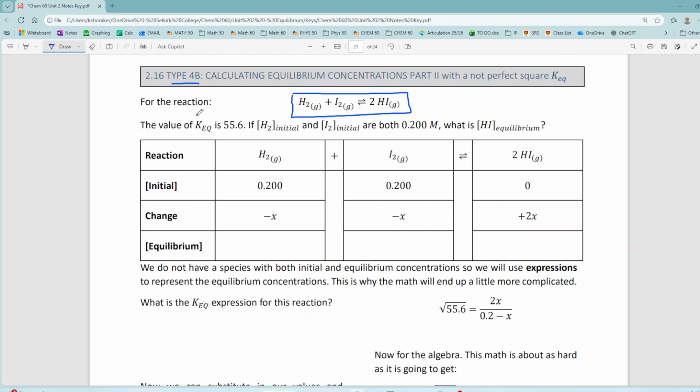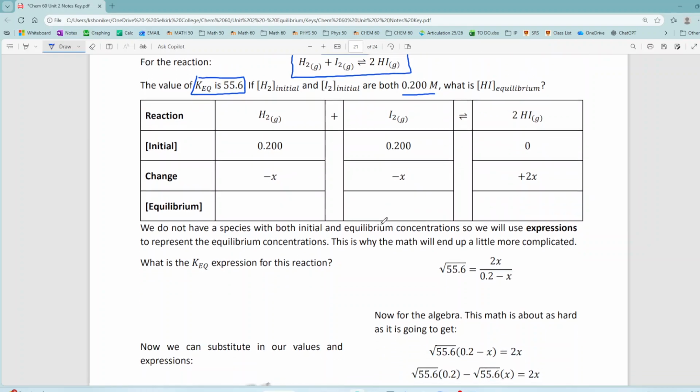They're giving us the value of KEQ. They're giving us the initial hydrogen concentration, and the initial iodine concentration is 0.2 molar. We want to determine the concentration of HI at equilibrium. So this one I'm kind of walking you through just so you have a nice detailed work-through when you're looking back, because the math is a little bit more complicated.